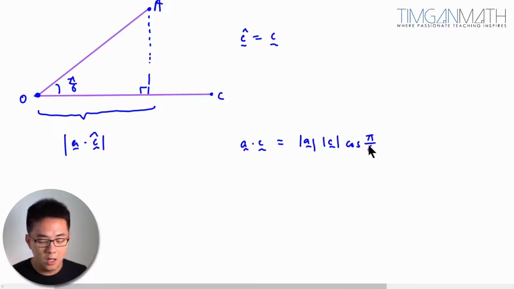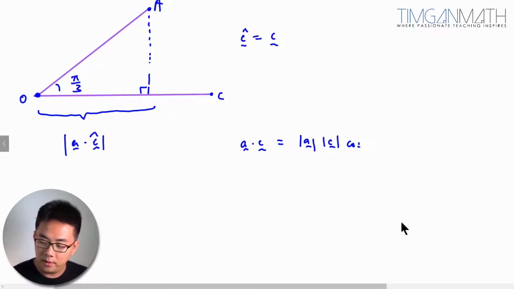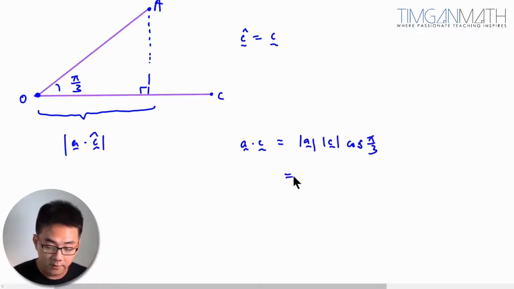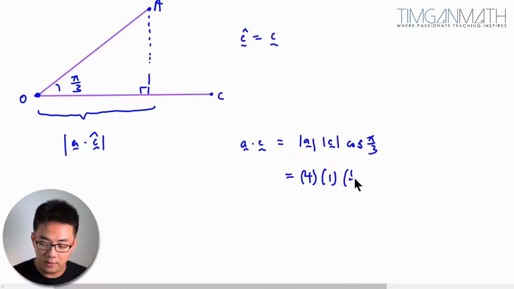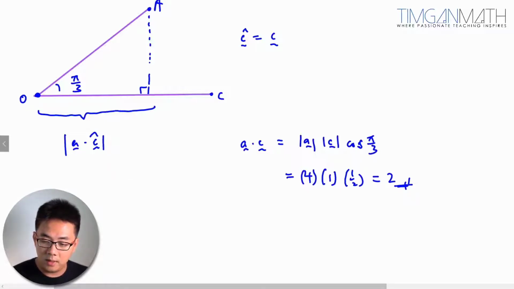So cosine pi over 3 would be a half. Mod A is 4 and mod C is 1, and cosine 60 is half, so this is actually just 2. That's the answer, this is what you're looking for.